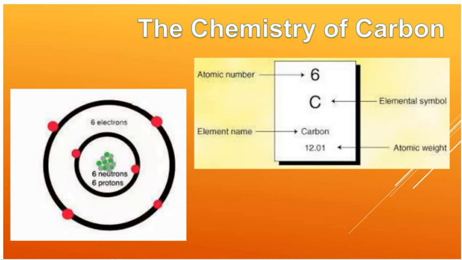Today in this video, I am going to talk about the chemistry of carbon. You know, the atomic number of carbon is 6. The symbol of carbon is C. The element's name is carbon and the atomic weight of carbon is 12.01. You can see carbon contains 6 neutrons, 6 protons and 6 electrons.